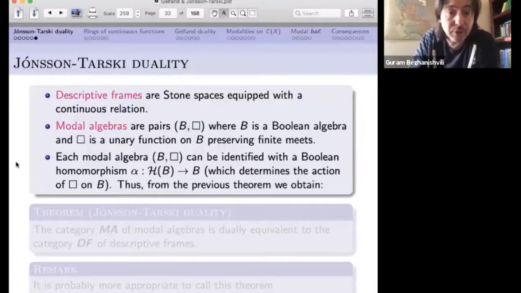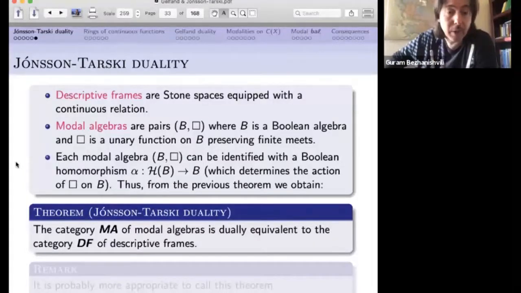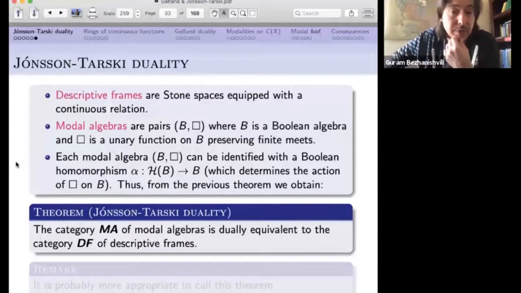And now putting these two together gives you that this category of modal algebras is dually equivalent to the category of descriptive frames. And this is the essence of the Jonsson-Tarski duality.